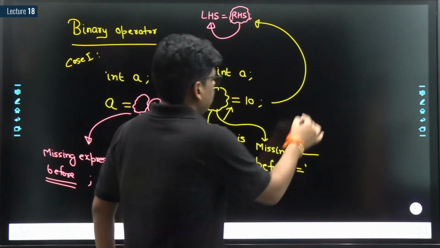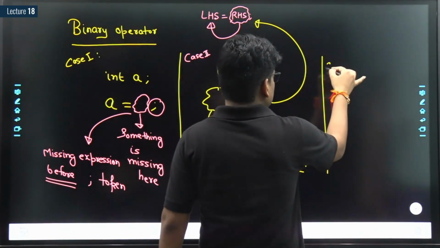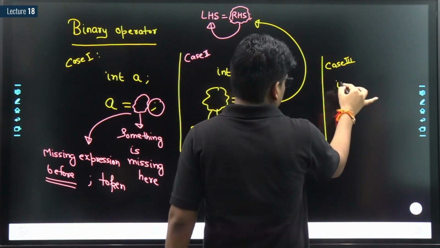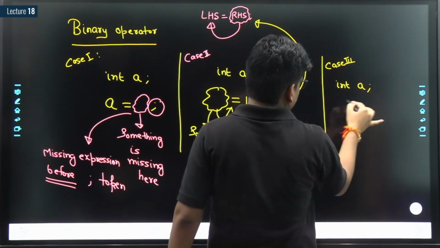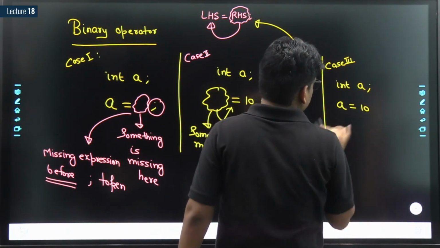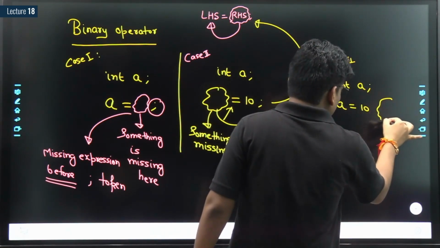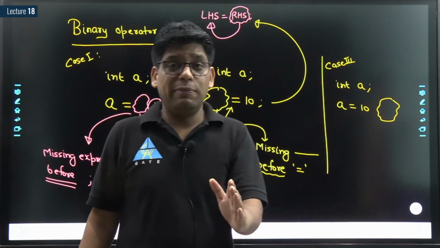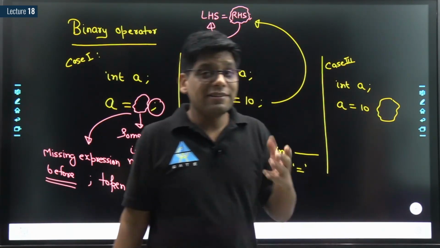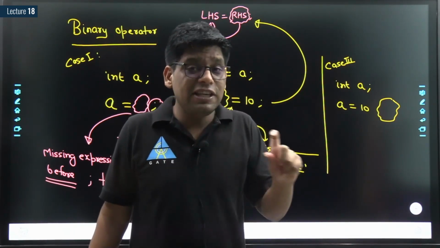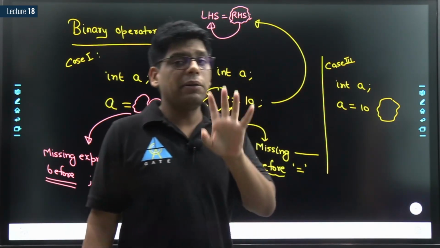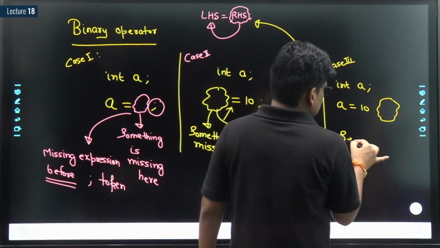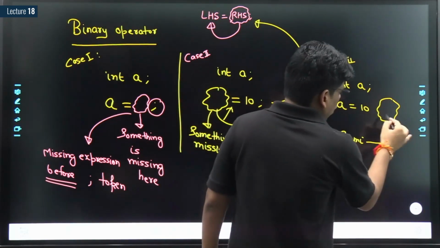Done, sir. That means the error is there. Case 3. Sir, if I write something like this, int A is equal to 10, and if I don't provide a semicolon, again there is an error. Sir, every C statement, is it a statement? Yes, it is a statement. Every C statement must be terminated by a semicolon. So again the error is a missing semicolon.